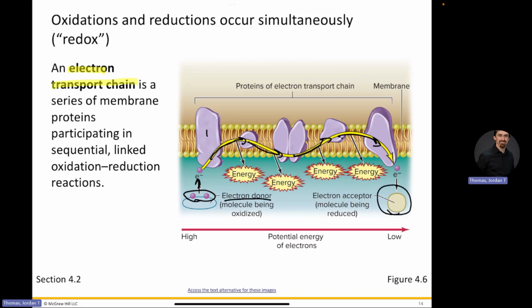So electrons are slowly being moved from one protein to the next. And this is the last part of what's called the cellular respiration, which we'll get into next week. But know that in the electron transport chain, it's a series of oxidation and reduction reactions. Electrons are moving from one molecule to the next.